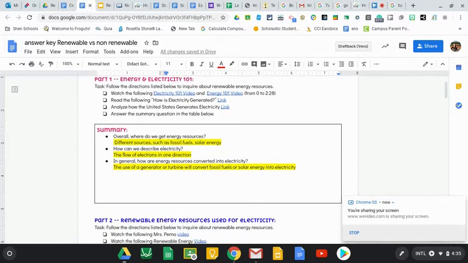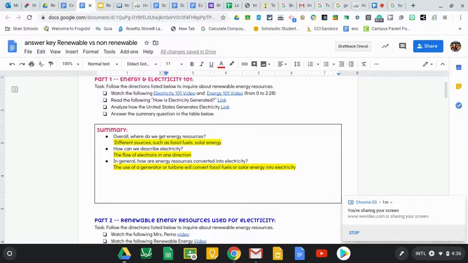So our summary from part 1 was, overall, where do we get our energy resources? Well, that's a great question. We have different sources from where we get our resources, such as fossil fuels, which is natural gas, oil, coal. A lot of you here might have solar panels on your house, so you're actually using solar energy. And your calculators probably use solar energy as well if they're not battery powered. So you might not know, but you might be using solar energy around your house.